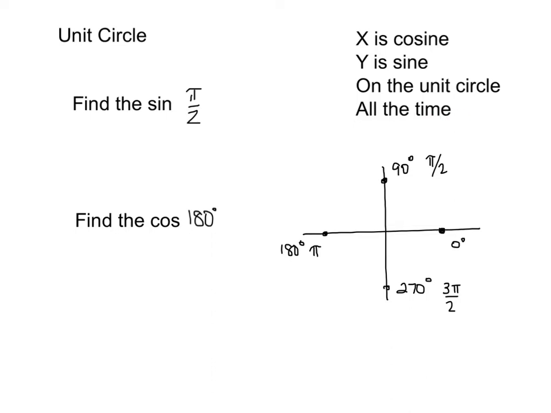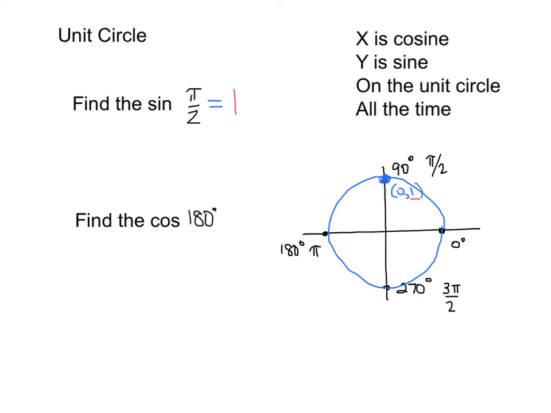So keeping that in mind, as long as these angles are on the unit circle, we can then use the x and y coordinates of the points to help us find the sine and the cosine. So if I'm trying to find the sine of pi over 2, I would go to pi over 2 on the unit circle. I would write in the coordinates of that point, which are 0, 1, and the x coordinate is the cosine, the y coordinate is the sine. Since I'm looking for the sine, then I just write down the y-coordinate of that point, which is 1.